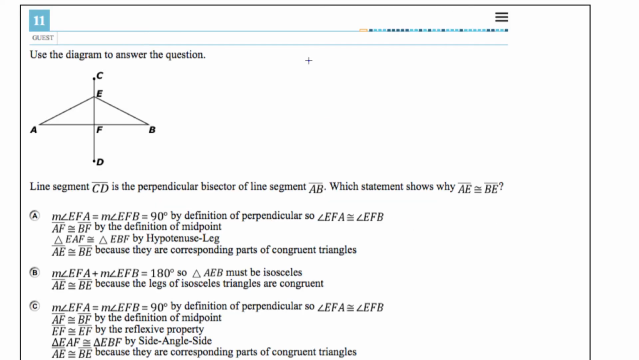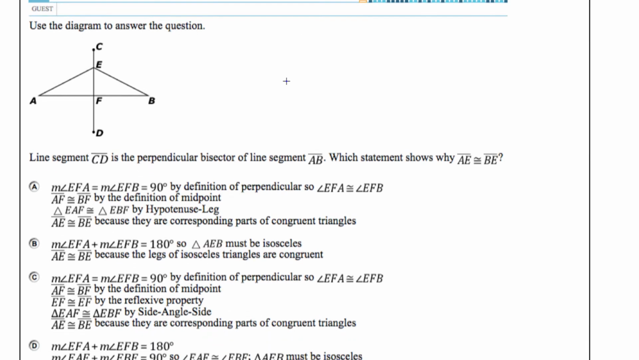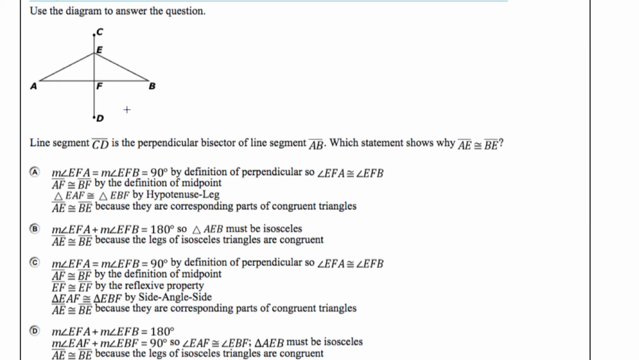All right, number 11 is another untangling of a proof. It's kind of our last hard question on here. So we have CD, and it's a perpendicular bisector, so that's the main thing. Perpendicular means we have a 90-degree angle, and bisector means it cuts it into two even pieces. It cuts it in half. So just knowing that, we can label this, yes, these things are all true. That's what it gives us in the problem.